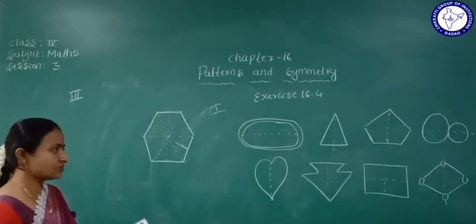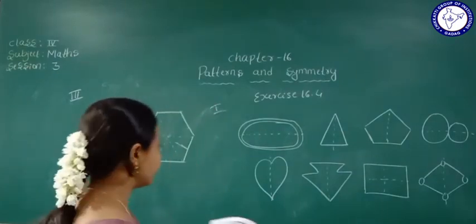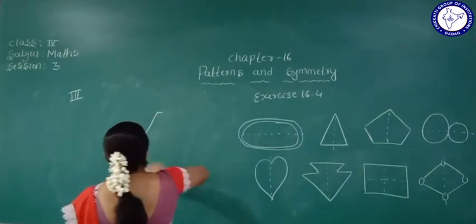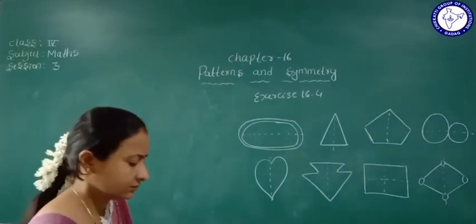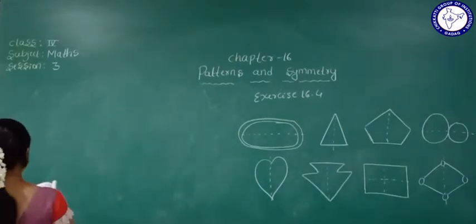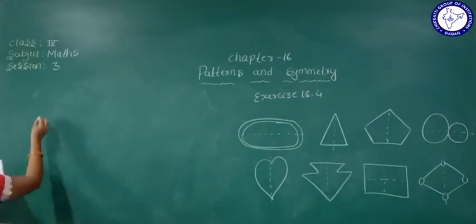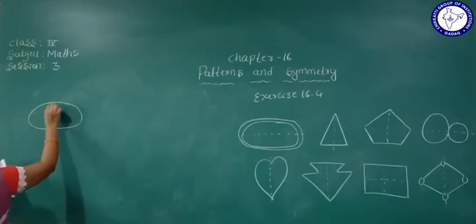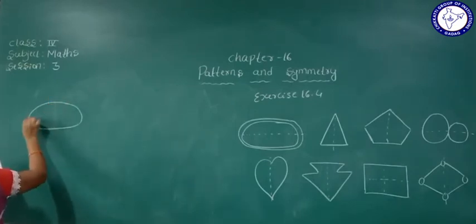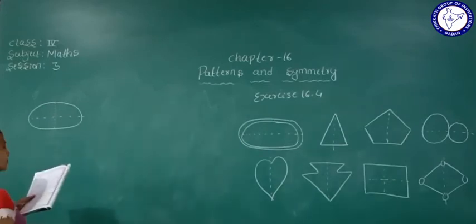Draw the axis of symmetry. So the second question, what have they given here? See in the second question, how many axes of symmetry are there for each of these shapes? So here see, this is one shape. How many axes of symmetry can we make here? So 1 and 2. It means two axes of symmetry.